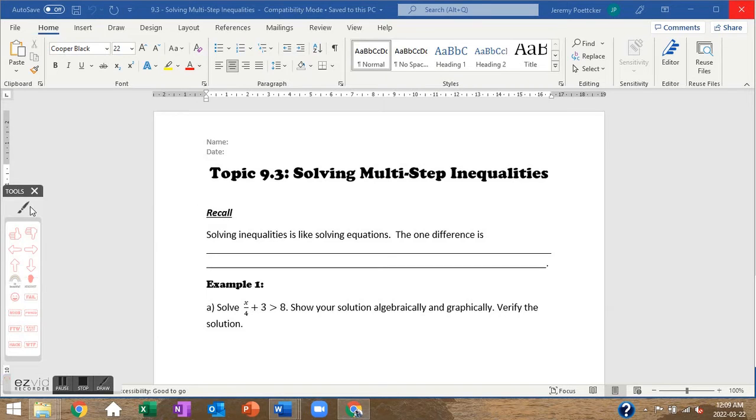The one difference is if you multiply or divide by a negative. So let's just get rid of that, and I'll just type that in. That'll just be quicker for me and easier to read for you.